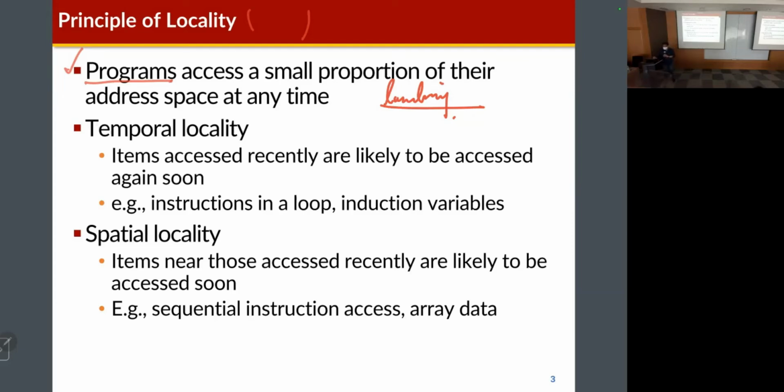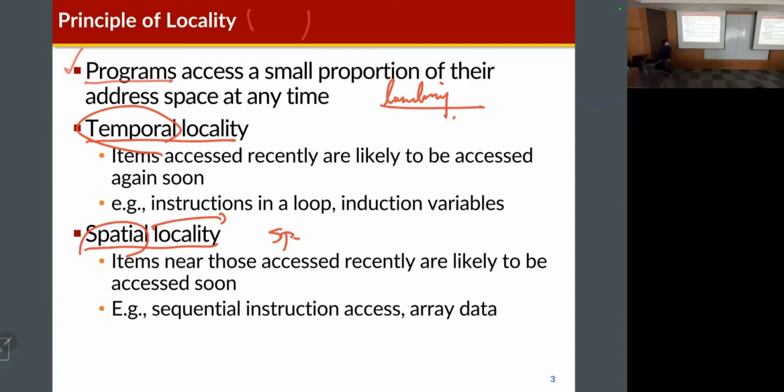Okay. The first one is temporal locality, and the second one is spatial locality. In English, temporal means time related, and spatial means space related. So we can say that temporal locality is the time related locality, and spatial locality means the space related locality. Okay, so let's see the definition of temporal locality.